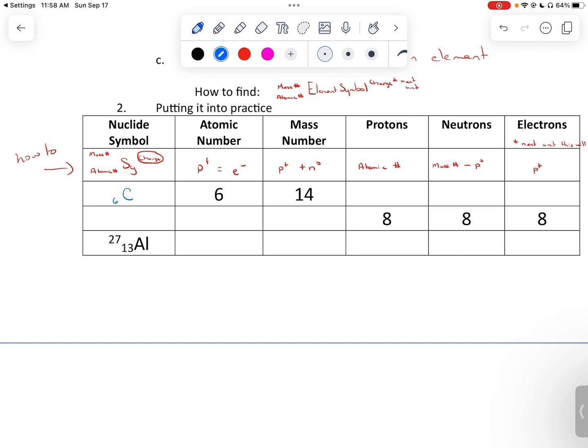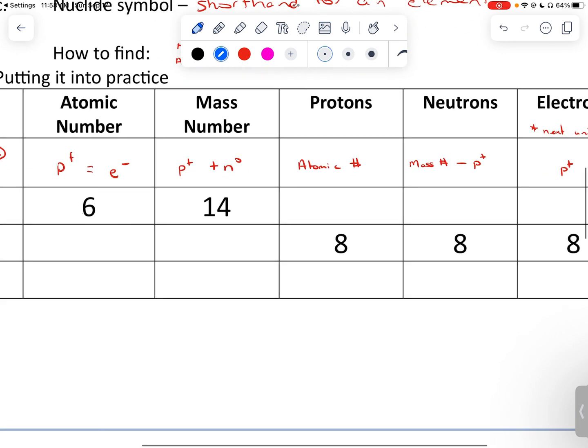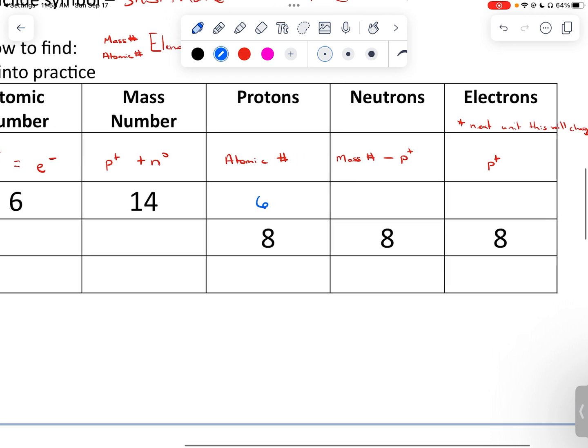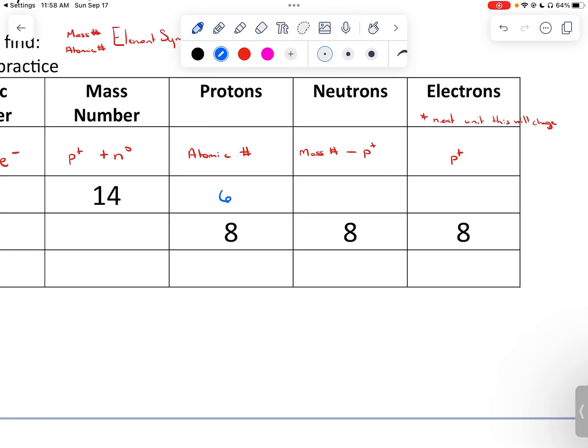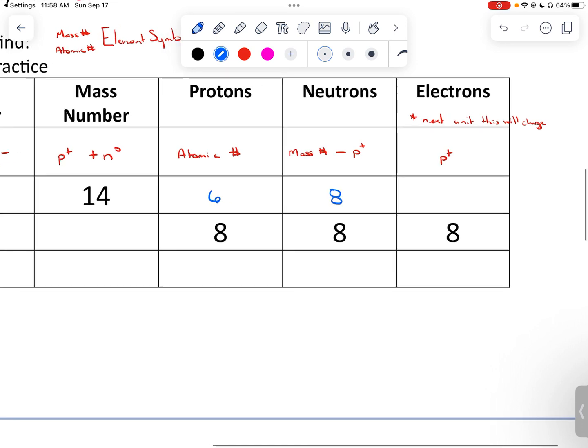On bottom, we're going to put the atomic number. On top, we're going to put the mass number. So far, so good. Remember, our atomic number and our protons are the same, so this should also be 6. To find neutrons, we're going to take mass number minus protons. 14 minus 6 gives us 8. And then last but not least, our protons and electrons are equal for this unit. So that's one way to do it.